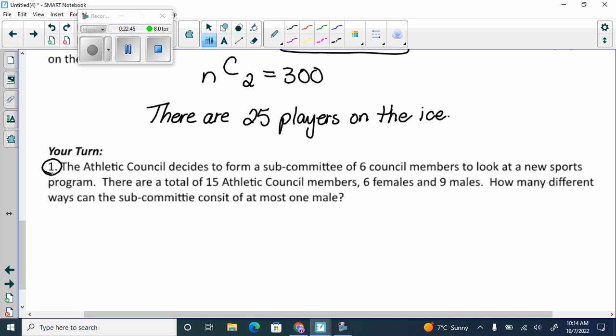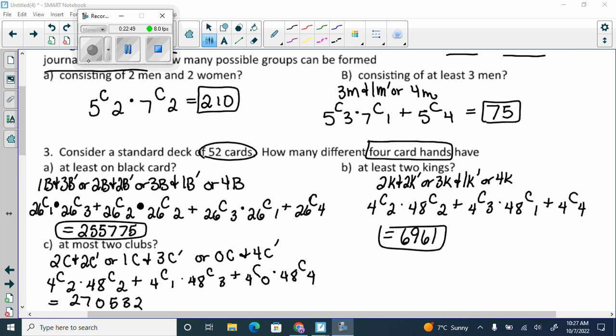And have you try number 1. While you're trying number 1, you can come grab a treat. If you want, you can either look at these at the end of the podcast, or you can take a picture right now so you can practice them at home.